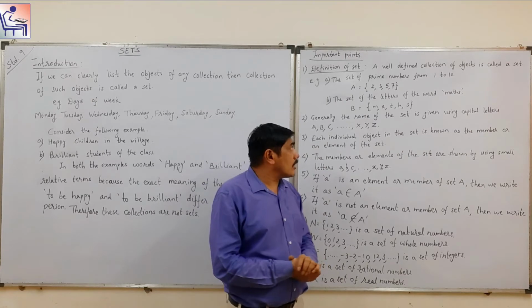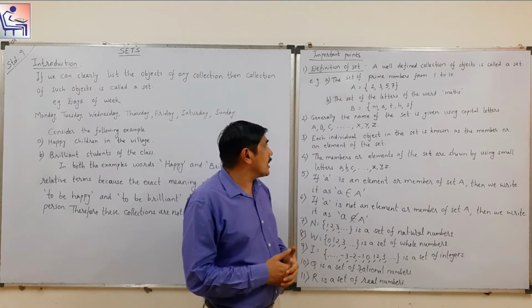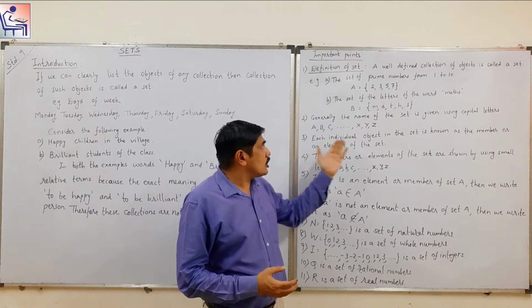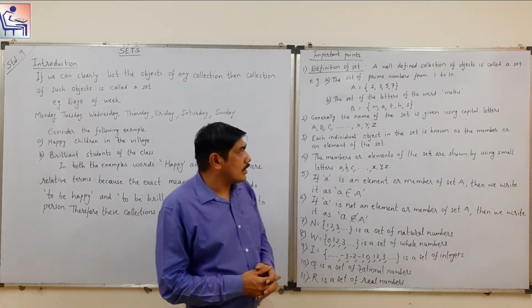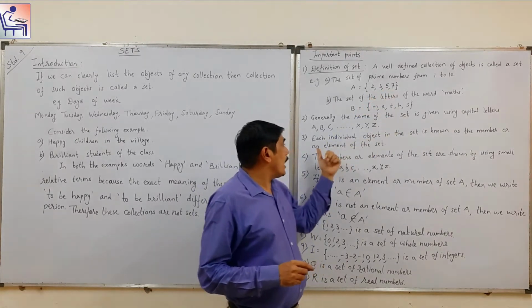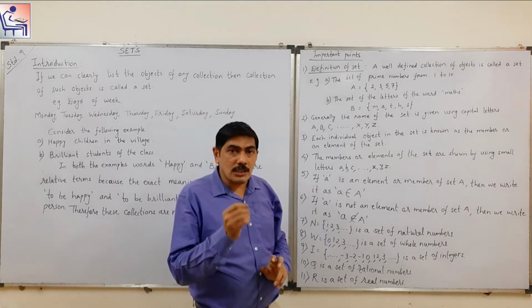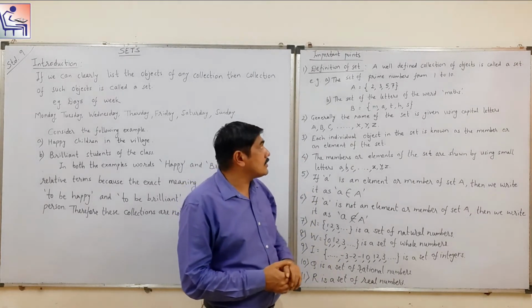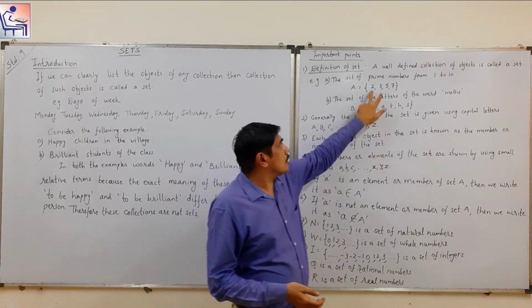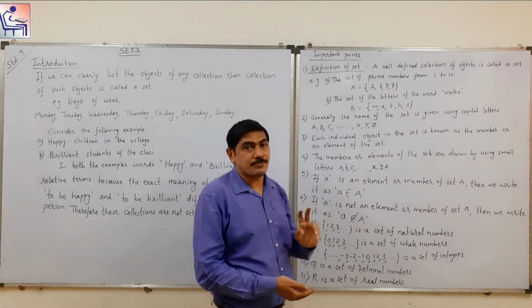Number 2: generally the name of the set is given using capital letters from A, B, C till X, Y, Z. Each individual object in the set is known as a member. What do we call it? A member or element of the set. Each individual object is known as a member or element of the set. So this is a member or element. This is also a member or element.